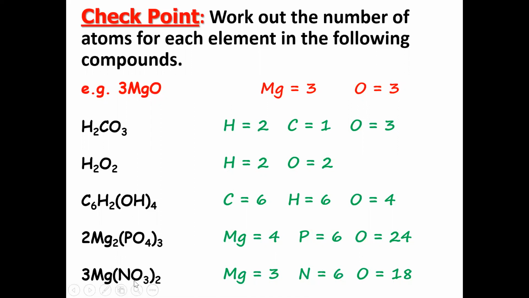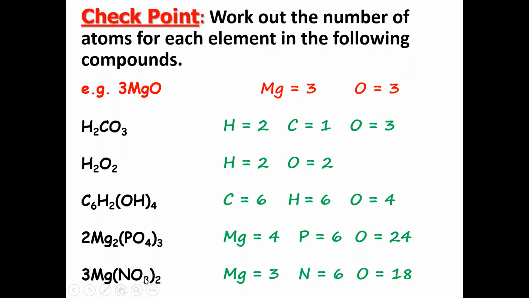Then what you have here at the bottom is slightly simpler than the one above, but very, very similar. Here, because you've got the coefficient 3, it means you've got 3 magnesiums. Because you've got 2 outside the brackets, that means you have 2 nitrogens. But because of the 3 at the beginning, the coefficient, 2 times 3 is 6.